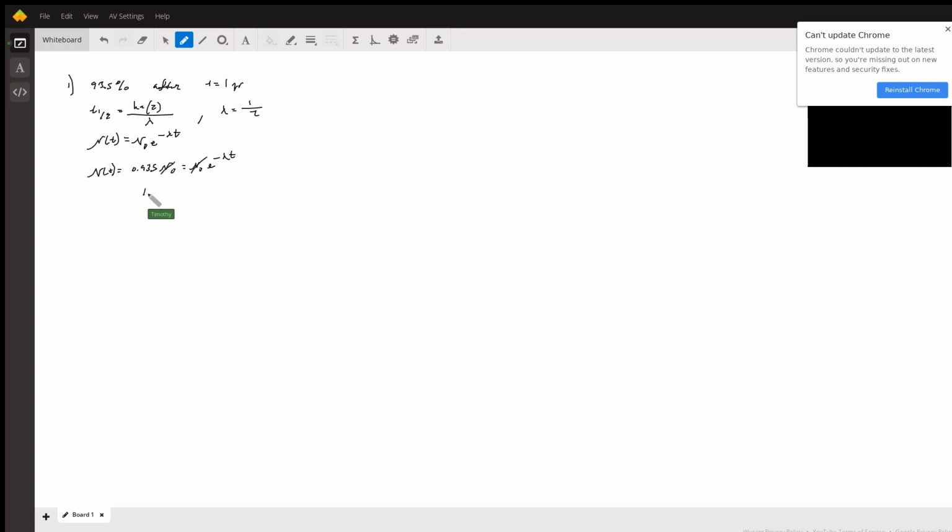So we have ln of 0.935 is equal to negative lambda t after performing a basic ln operation. And then you should be getting, if you plug in t is equal to 1 year, your lambda should be 0.0672 years to the negative 1.